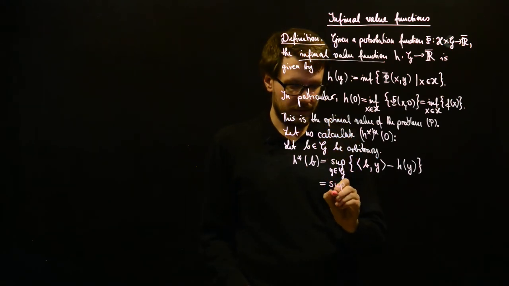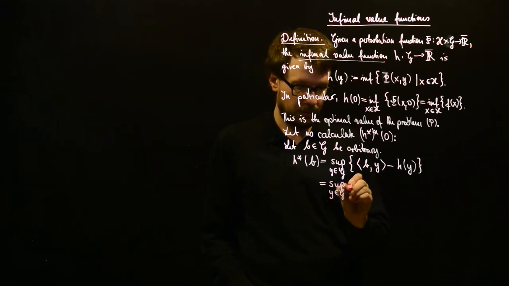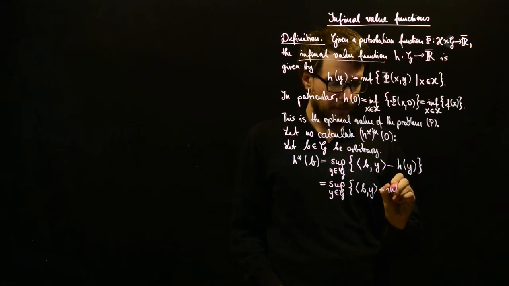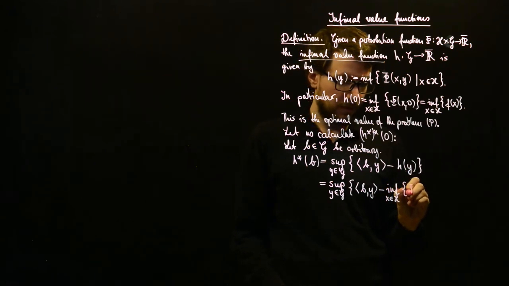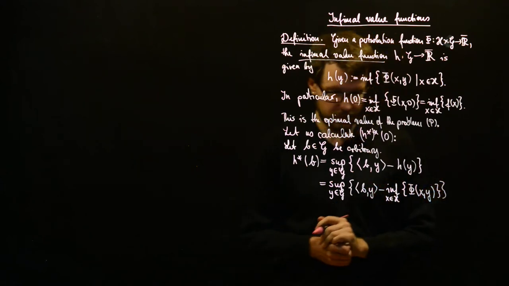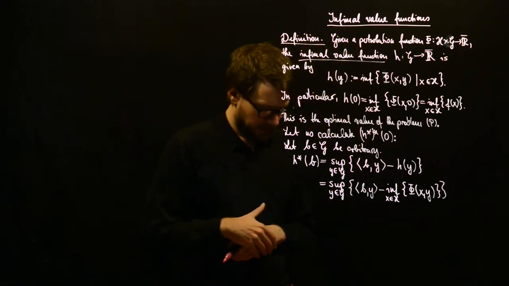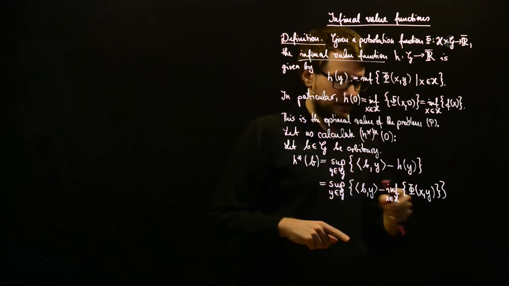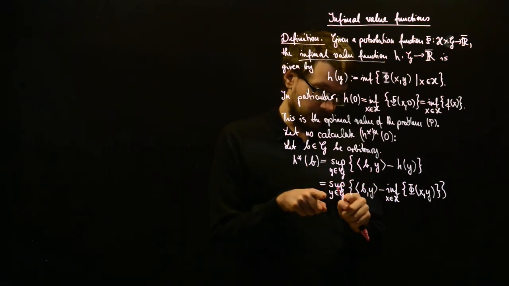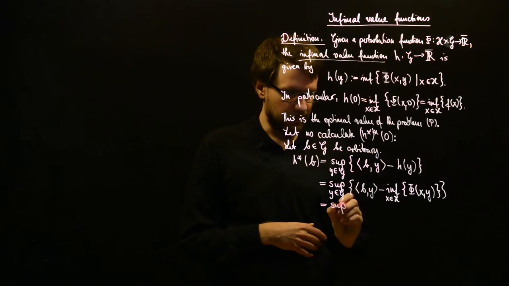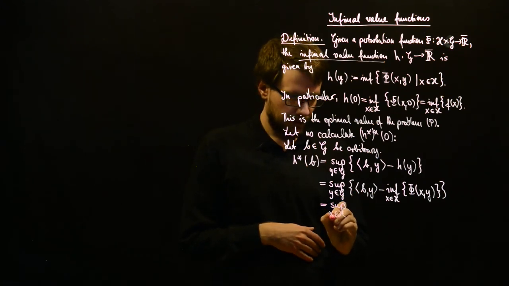Now we can insert the definition of our infimal value function. So this is the supremum over y of the inner product of b and y minus the infimum over x in H of phi of x, y, closing our second pair of curly braces. So we have minus the infimum. This is equal to the supremum of minus the same expression. So we get a supremum over y in G and a supremum over x in H, and this is equal to just taking the supremum over both of these variables. So we get the supremum over x in H, y in G.